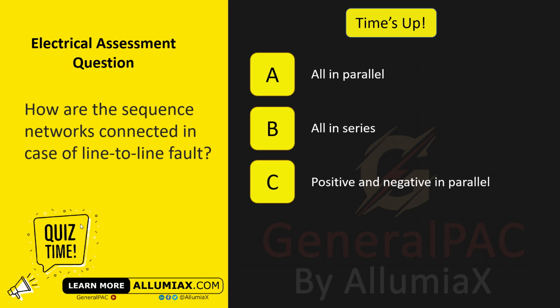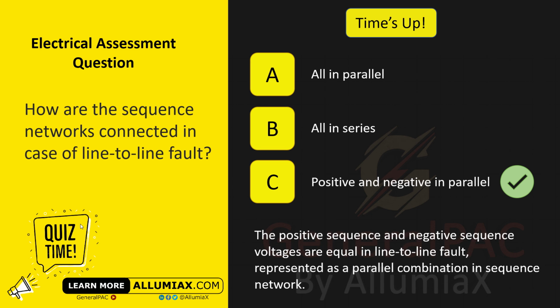Time's up. The answer is C. Positive and negative in parallel. The positive sequence and negative sequence voltages are equal in line-to-line fault, represented as a parallel combination in sequence network.